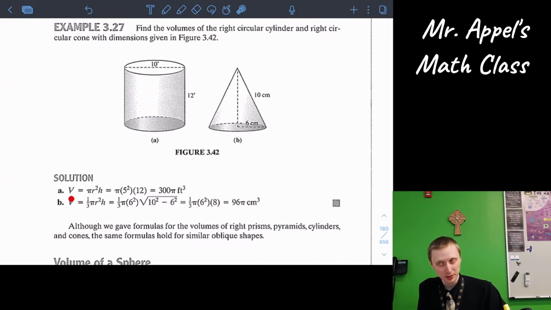For the cylinder, direct application: pi r squared h. We know r, half the diameter, is 5. h is 12, for a total of 300 pi feet cubed.